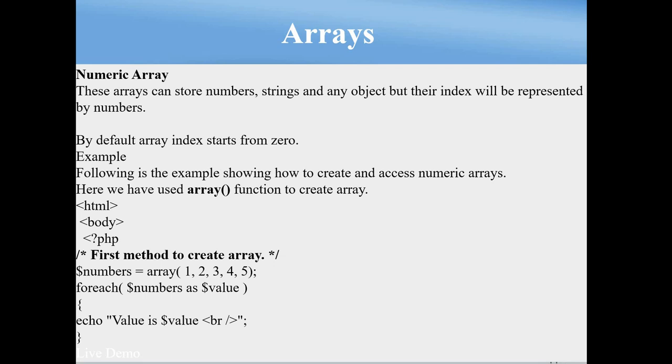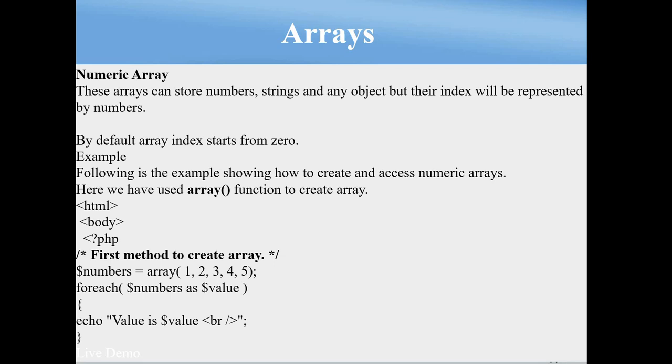So here we are seeing an example of how to create an array in PHP. There are two methods to create an array. The first method is we declare a variable, here named numbers, equal to the keyword array, and in brackets we can give values. I have given 1, 2, 3, 4, 5. These are the values which are stored in the array.